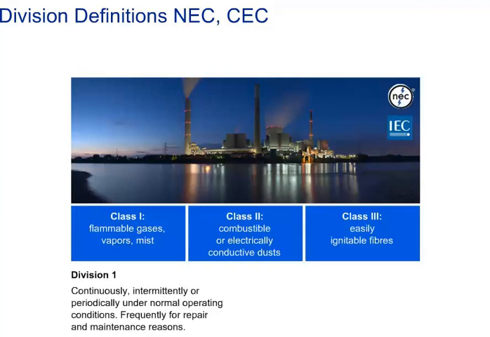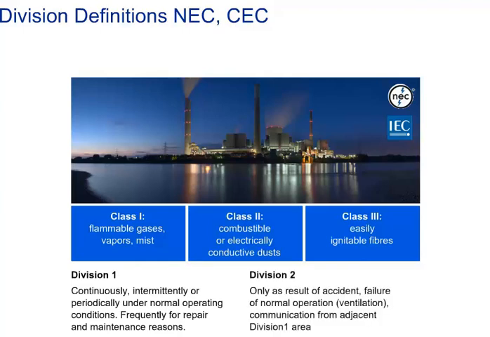Division 1 locations, where ignitable concentrations of flammable material can exist under normal operating conditions, frequently for repair and maintenance reasons. Division 2 locations, where ignitable concentrations of flammable material can exist under abnormal operating conditions, or which are adjacent to Division 1 areas.